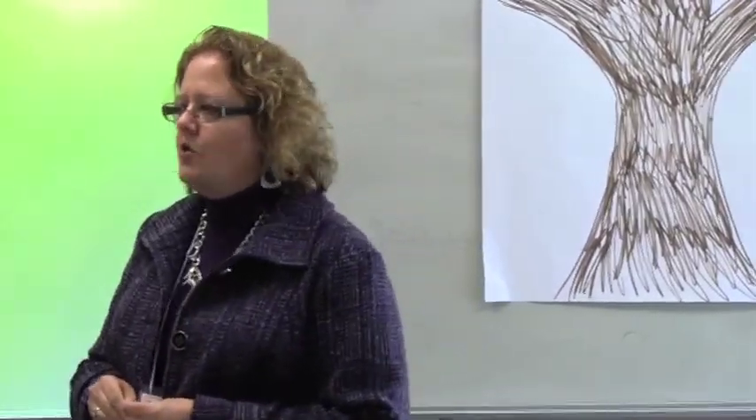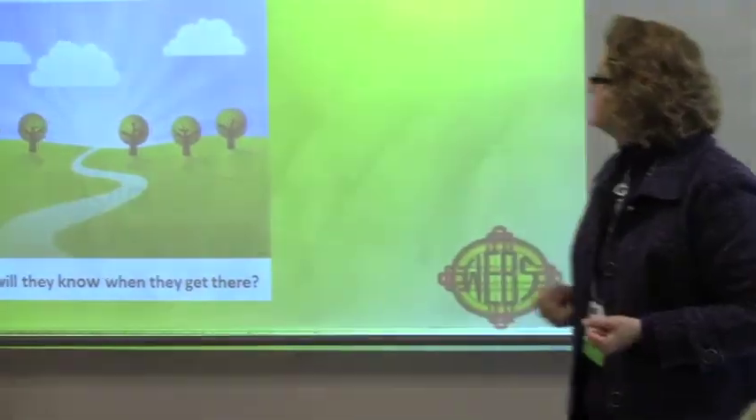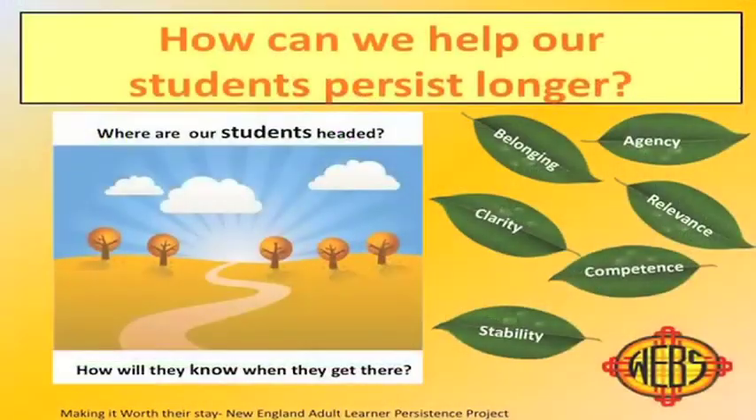This persistence project was done over a number of years, and what came out of it were some core values that adult basic education programs needed to have in place in order for students to persist. And they are: a student needs to have a sense of belonging. So what does that mean?